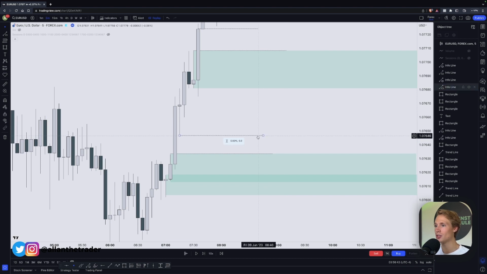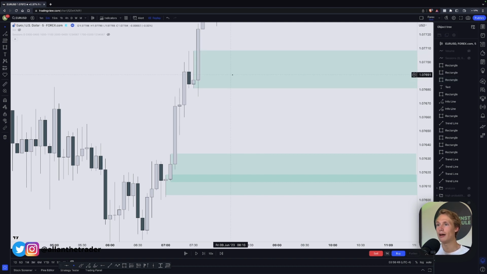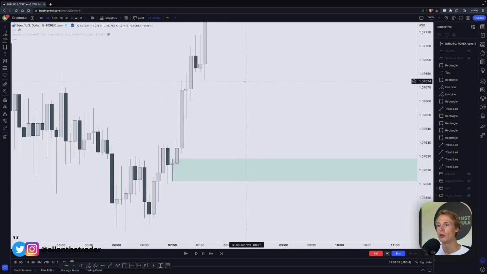However, I'm not selecting those zones for a possible entry. I do keep them in mind, so I draw them in because price could be reacting to these demand zones. However, this is the most defensive demand zone in this whole rapid price movement. So you're looking for the most defensive demand zone because that's likely to be the best entry.